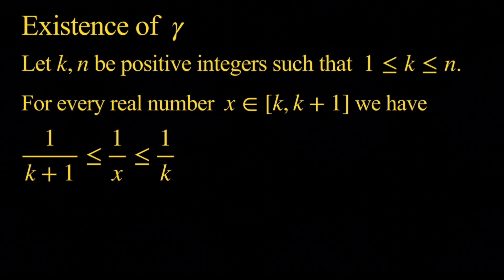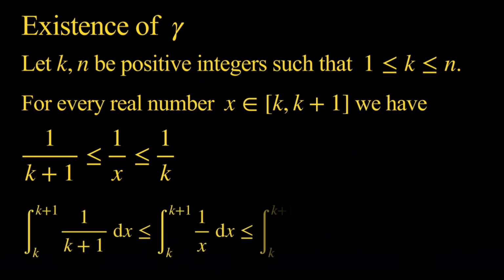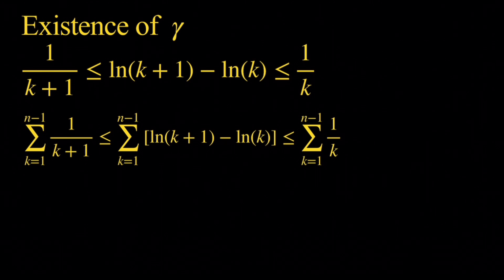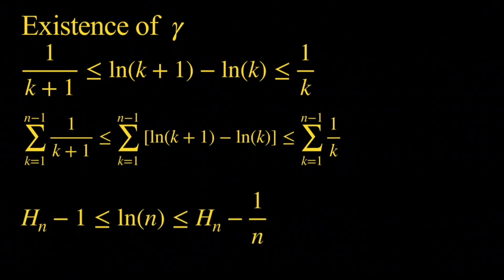Now, if we integrate from k to k plus 1, using the fact that an antiderivative of 1 over x is given by natural log of x, we're going to get this compound inequality. Now we can take the sum as k goes from 1 to n minus 1, and using the fact that the middle term is a telescoping sum, we get the following. So we get H_n minus 1 is less than or equal to natural log of n, which is less than or equal to H_n minus 1 over n.